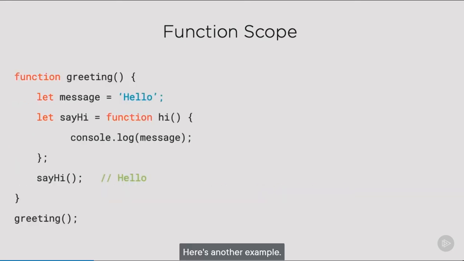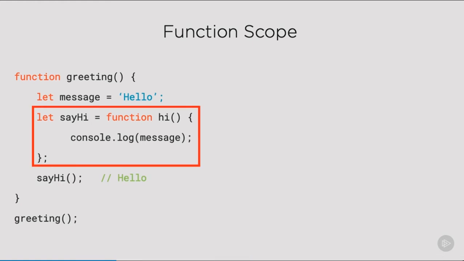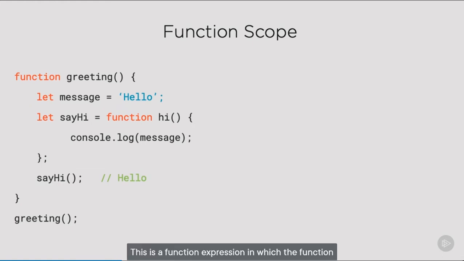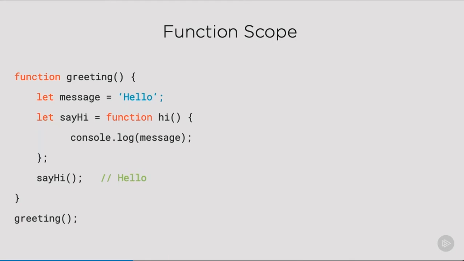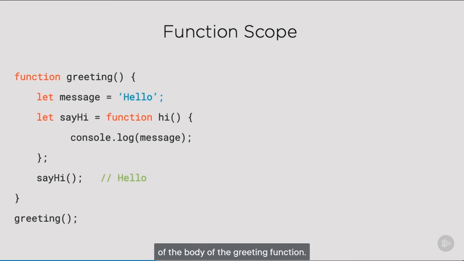Here's another example. We have our greeting function with the message variable initialized to the string hello. But we also have a nested function sayHi. This is a function expression in which the function hi is set to the variable sayHi. In the nested function body, we log out the message to the console. We add a statement invoking the sayHi function at the end of the body of the greeting function. Finally, we invoke the greeting function to start its execution.